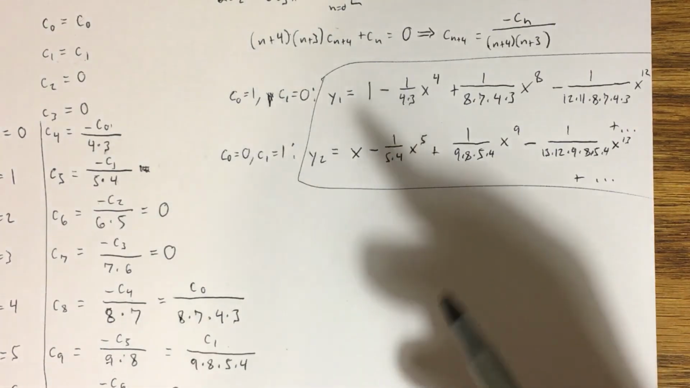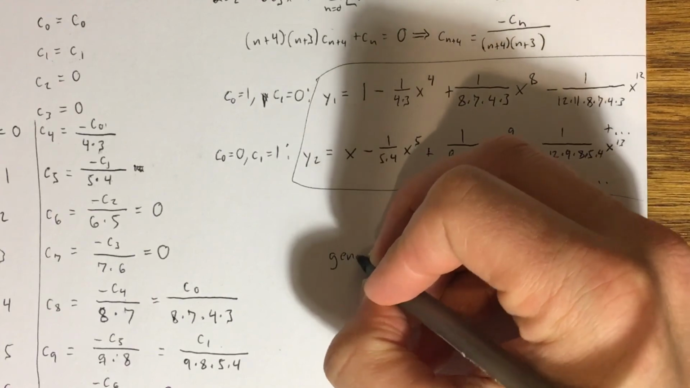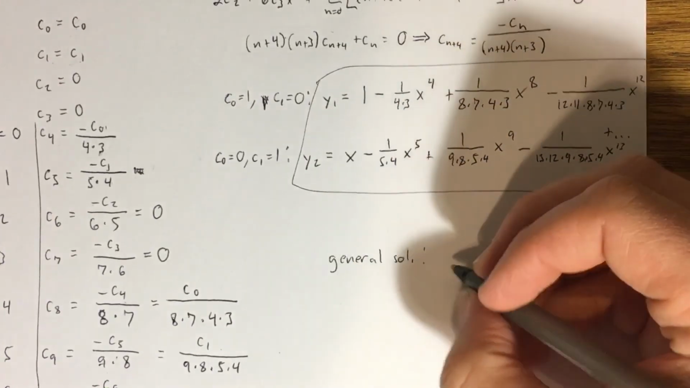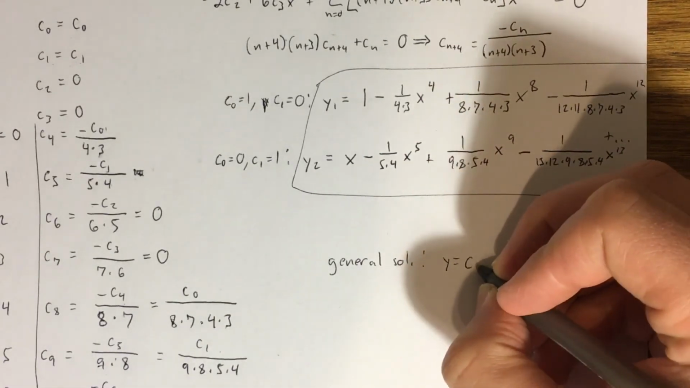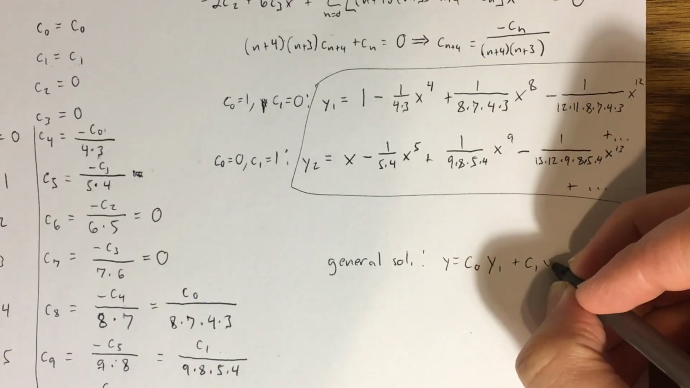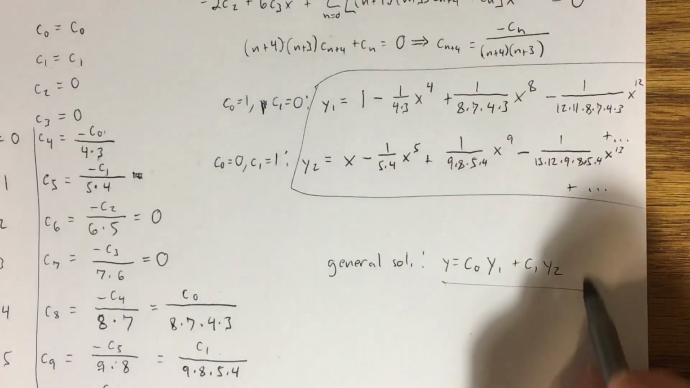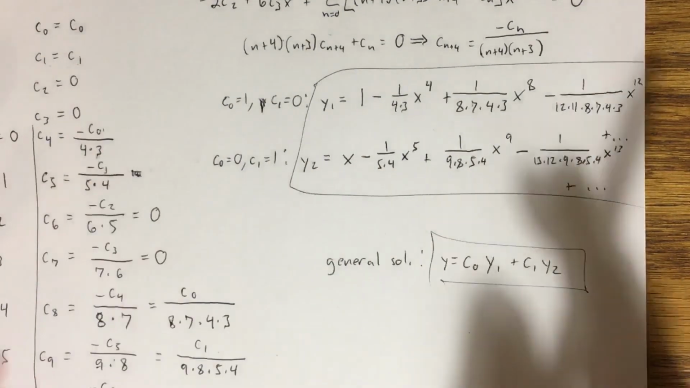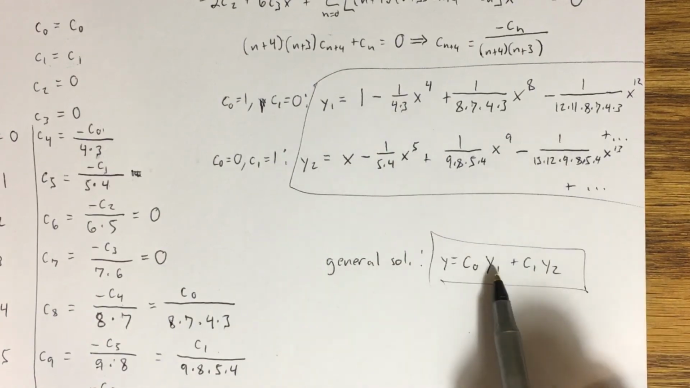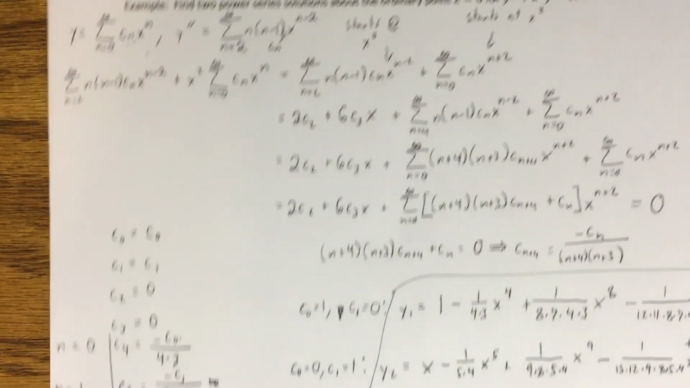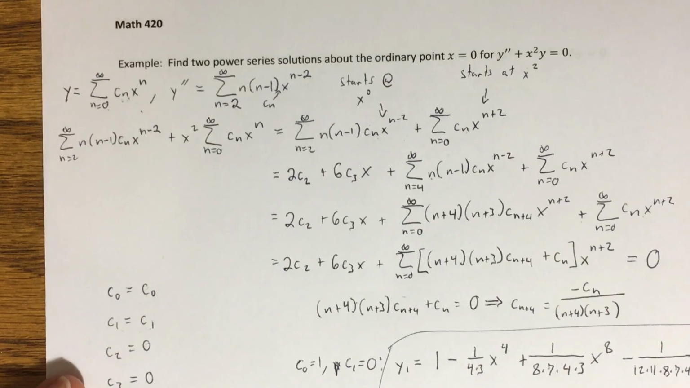So even though the problem didn't ask for it, I could use those to write the general solution. My general solution would look like y equals c naught times that first series, y1, plus c1 times the second series, y2. Now I'm writing it in this form because I don't want to write these entire series out again, but if I wanted to put it in that form, I would take the y1 that I just found, put it here, the y2 that I just found, and put it there, and that is now the general solution for this homogeneous equation.